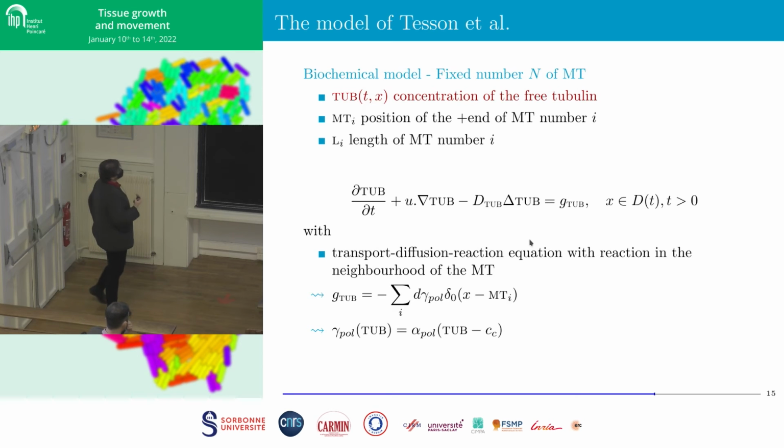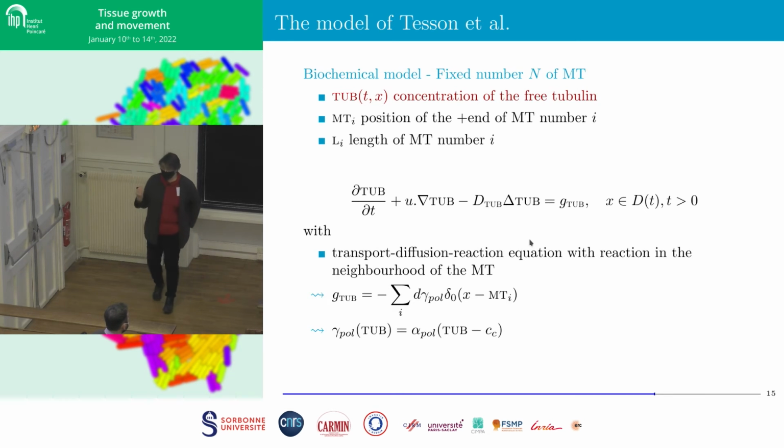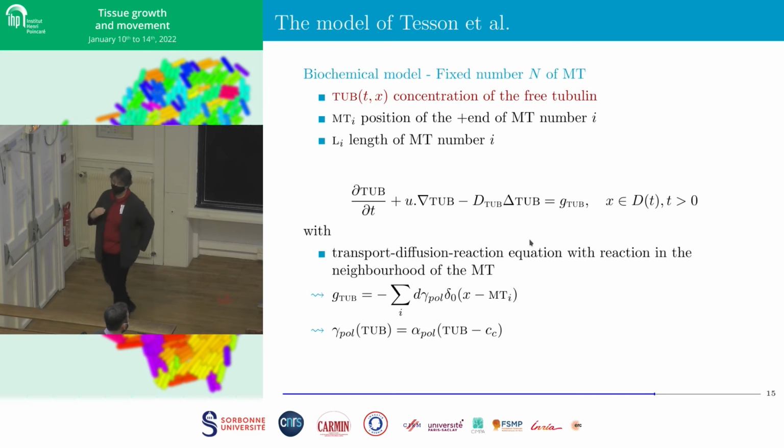Transport at the speed u, diffusion, and a reaction term that says we lose tubulin due to polymerization, and we have polymerization in the neighborhood of the cap of the microtubule. So we have this delta function here. And you see that the velocity of polymerization is taken linear with a concentration, a threshold concentration Cc, that will play a crucial role in the effect of the drug in a moment.